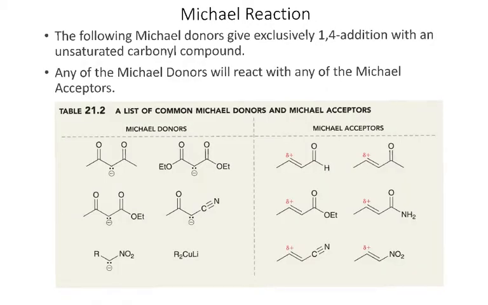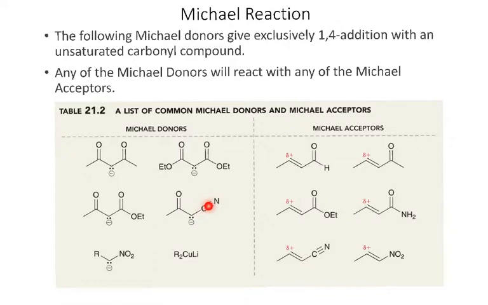And so there are a number of different Michael donors that will give exclusively 1,4 addition with an unsaturated carbonyl compound. All of these are examples of Michael donors, and many of them are very similar. We have doubly stabilized enolates or things that look like that. So we could have double ketones, double esters, a ketone and an ester mixed.